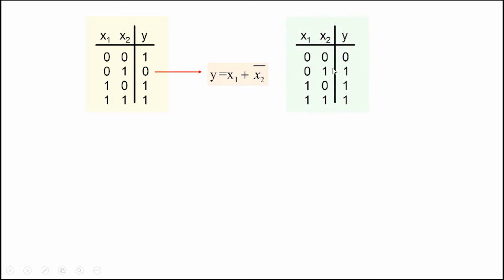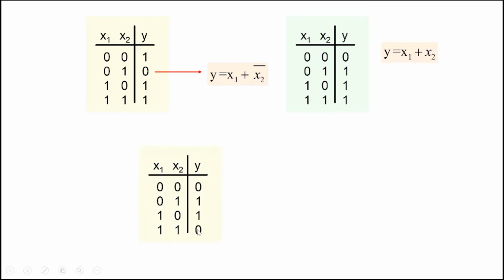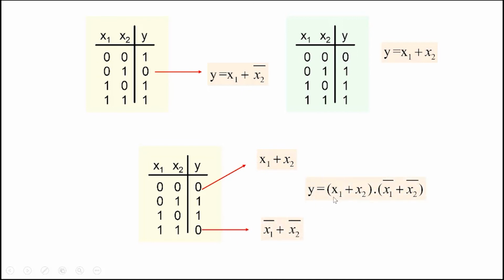Well, this is also straightforward, so you can write it as x1 plus x2. When you have two zeros, y will be 0 when this is true and also when this is true. So this one is x1 plus x2, this term is x1 bar plus x2 bar, and the total y is written as (x1 plus x2) dot (x1 bar plus x2 bar). Note that y will be 0 when this term is 0 and this term is also 0 here.